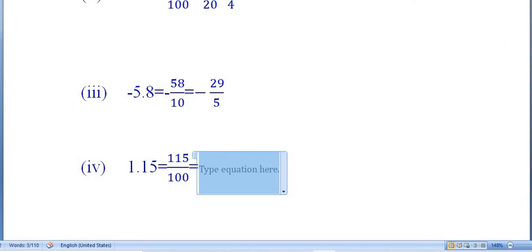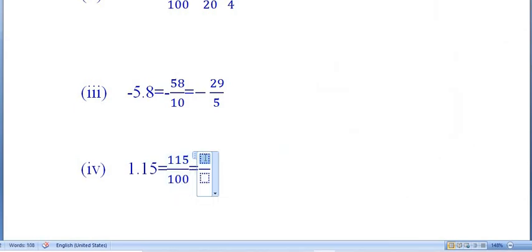So 2 5's are there. So I can write it: 2 5's are there. Balance 1, 15. In the 15, how many 5's are there? 3 5's are there. In the 10, how many 5's are there? 2. Again 0. So 1 0 is there. So that is the rational number 23 by 20.